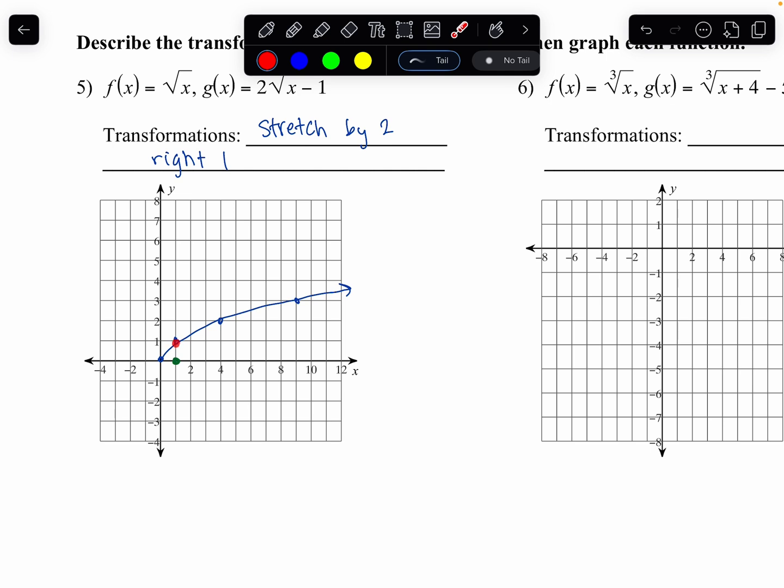Now this point would also be moved to the right 1, but now it's also going to be stretched by 2. So I'm going to put my point right here. This point right here will be moved to the right 1, but it has a distance of 2 from the x-axis. It's now going to have a distance of 4 from the x-axis. This is going to move to the right 1. It has a distance of 3 from the x-axis. It's now going to have a distance of 6 from the x-axis. So it's going to look like that.